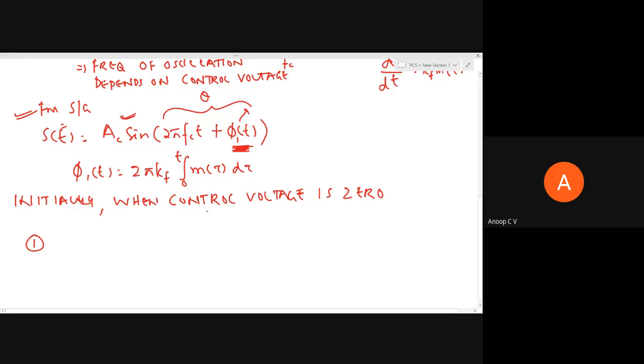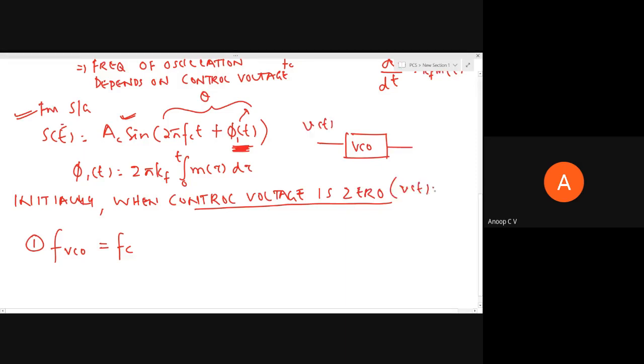When control voltage is 0, FVCO should be equal to FC. I have written it like this. So when control voltage is 0, so this is our VCO, and this is V of t, which means V of t is equal to 0. So let FVCO be the frequency of the VCO output. So the first case is when control voltage is 0, FVCO is equal to FC. That is the first case.